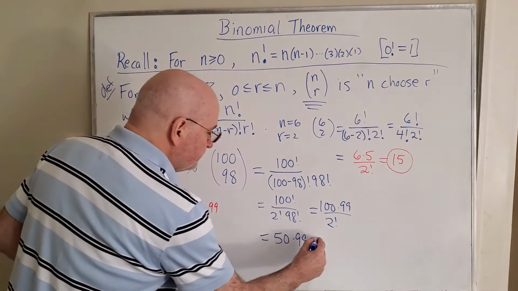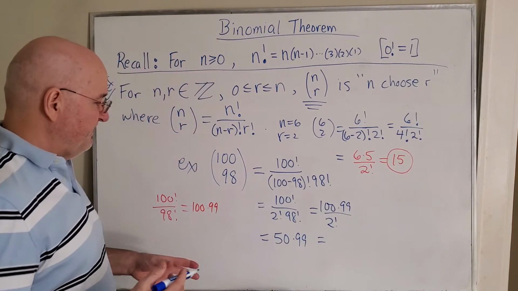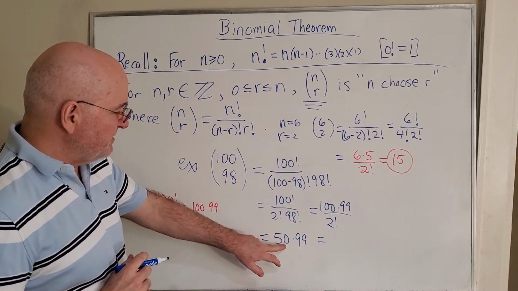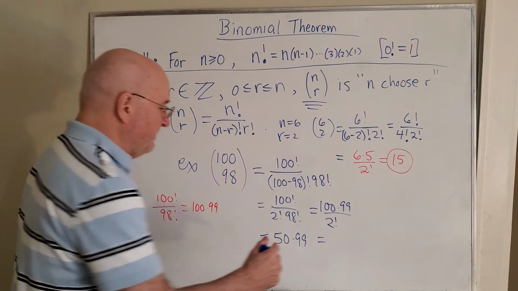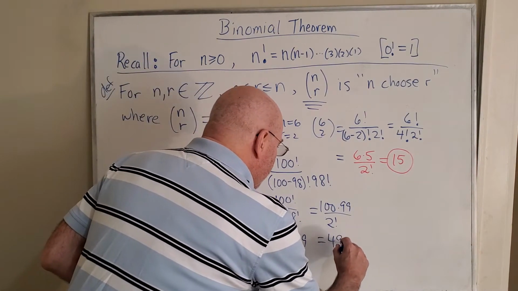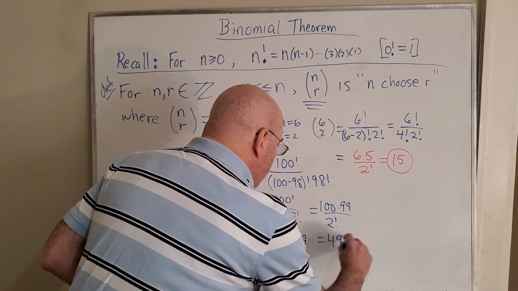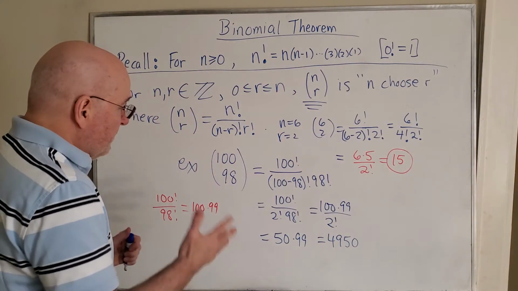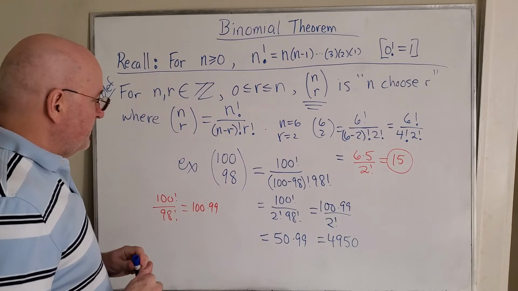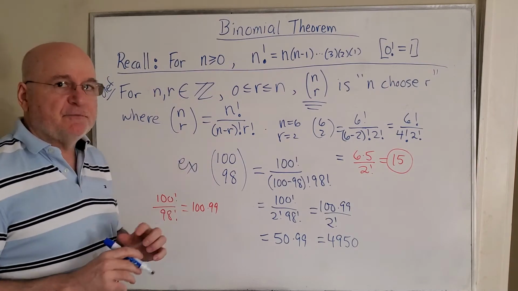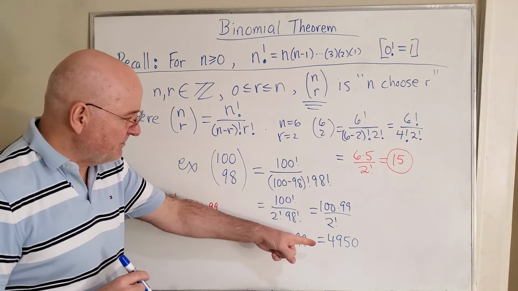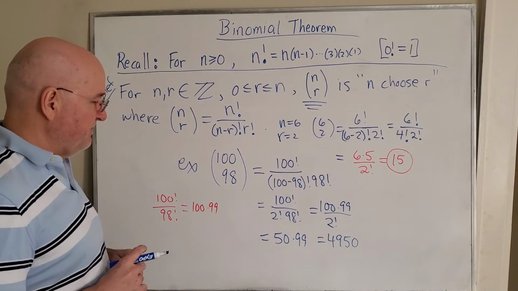So, roughly 5,000, right? If that were 100, I'd add 2 zeros, 5,000 minus 50. 4950, I think. Double check me on that. So anyways, it's simple to compute: if you have 100 people in the room and you need 98 of them, that's how many different ways you could choose the 98 people.